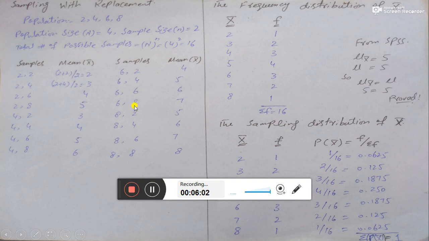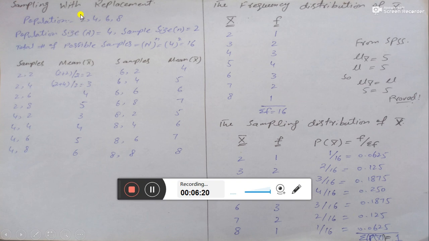These are the 16 samples, and I will show you how I have formed all of these samples. Let's take this first sample. How have I made this? I have chosen 2 from the population. 2 is chosen at the first stage, at the first draw.